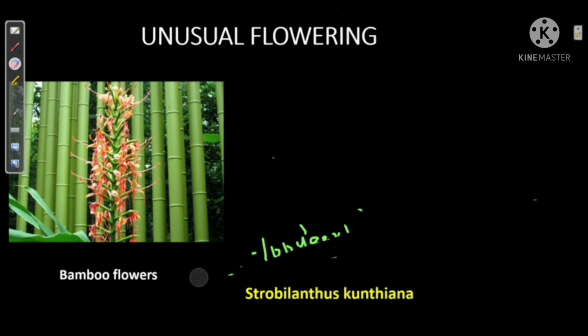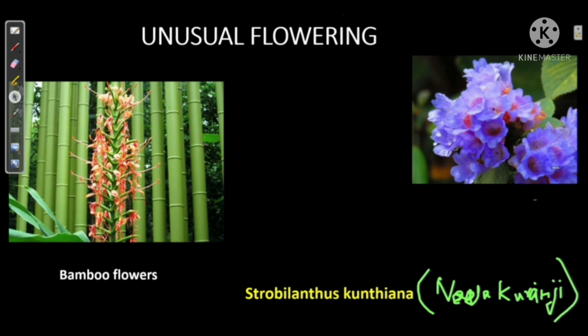And the name I have already written and kept here. It is called Strobilanthes kunthiana. Strobilanthes kunthiana. Write this. This is the Neelakurinji flower. It flowers after 12 years only. After 12 years it will take for it to flower. It takes 12 years for flowering.